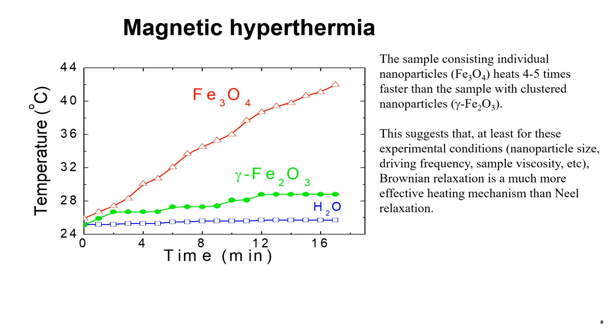This suggests that at least for these experimental conditions (nanoparticle size, driving frequency, sample viscosity, etc.), Brownian relaxation is a much more effective heating mechanism than Néel relaxation. So of these two relaxations, Brownian movement or Néel relaxation, Brownian relaxation is much more effective than Néel relaxation when it comes to magnetic hyperthermia.